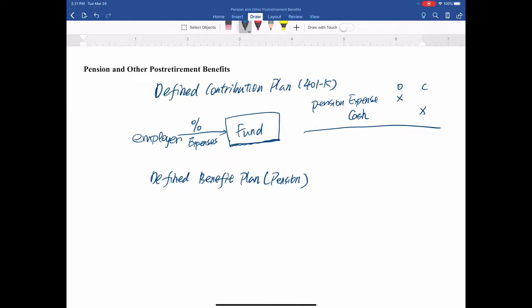The other one is the defined benefit plan, which is less common in the private sector. The defined benefit plan is still available for some firms, and most public school systems and the state government still provide such a plan. The accounting for this plan is more complicated. Let me first show you how these post-retirement benefits work.